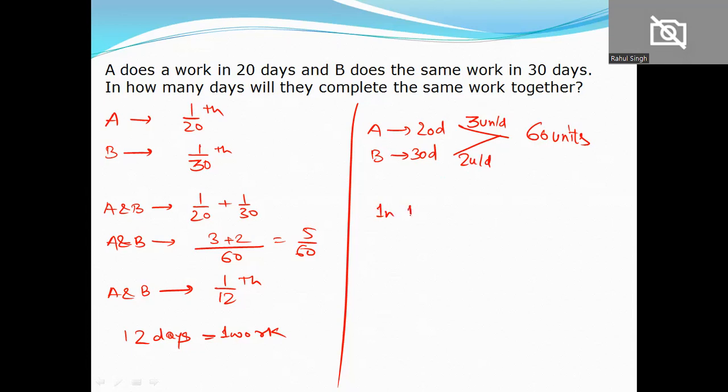So in one day, they are together doing 3 plus 2, 5 units of work. If 5 units of work is getting done in one day, then we can say 60 units will take 12 days to finish. Alright, this is how we can solve the question. Quite easy. Let's take another question.